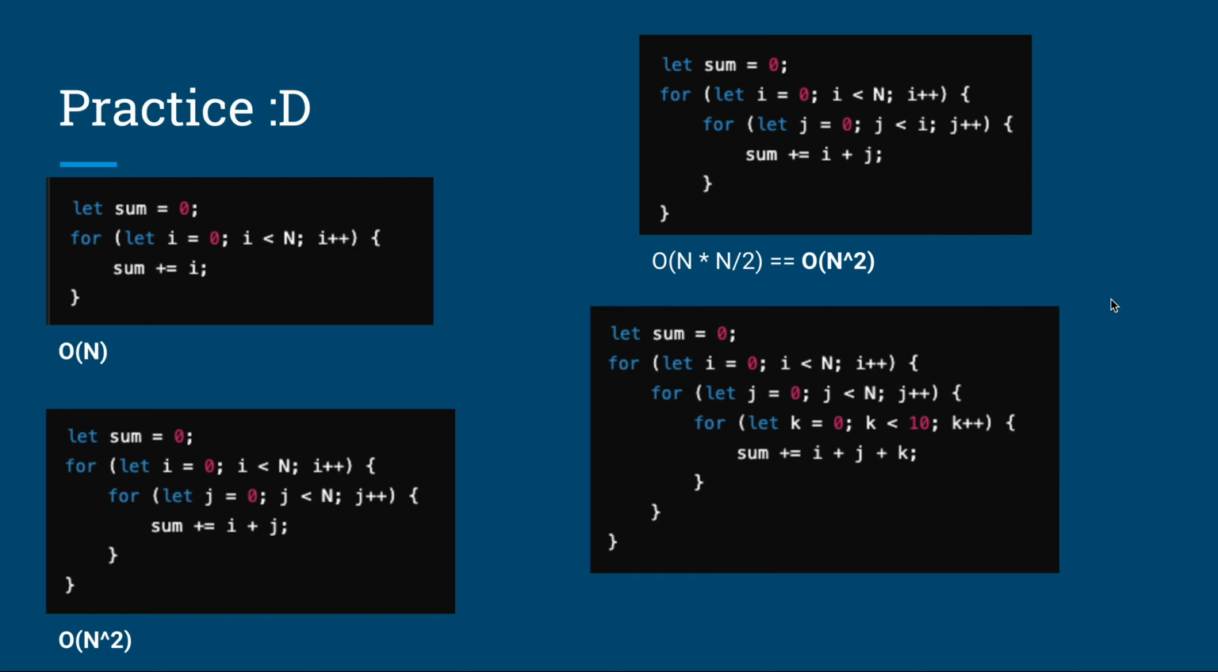And now for this one. We've got a for loop while i is less than n, an inner loop there while j is less than n, and then an inner loop while k is less than 10. So definitely pause the video here. It's a really interesting one. Pause the video and we'll discuss.